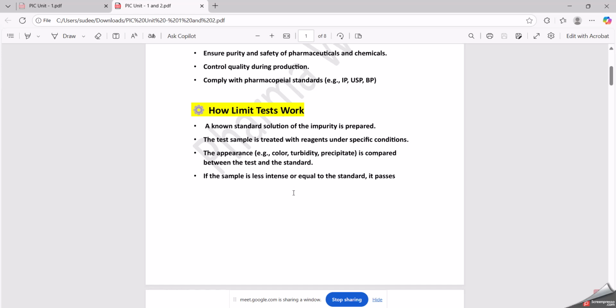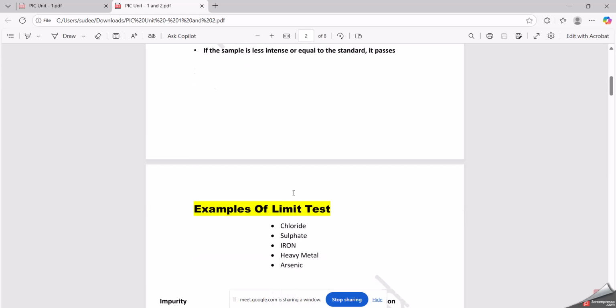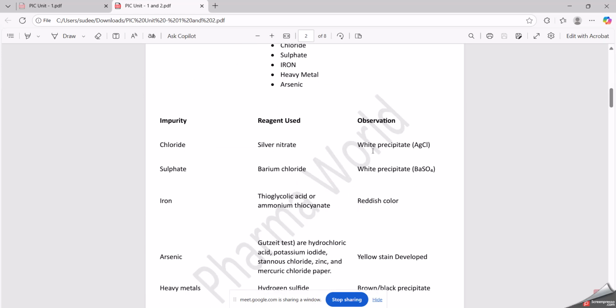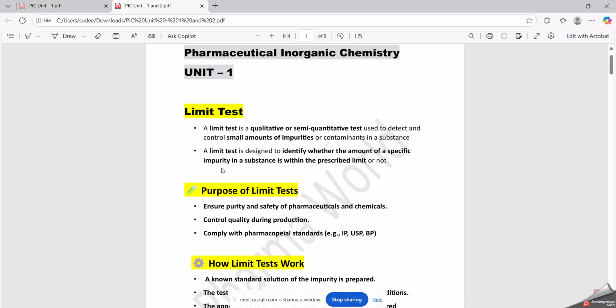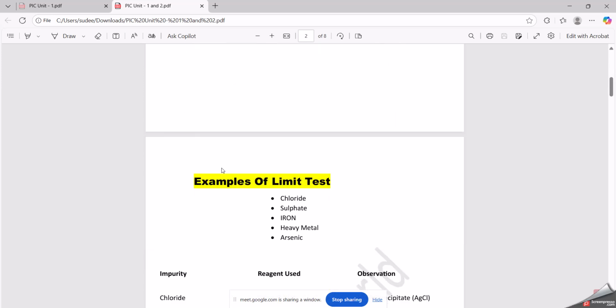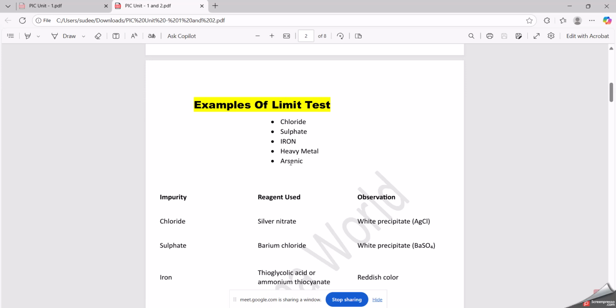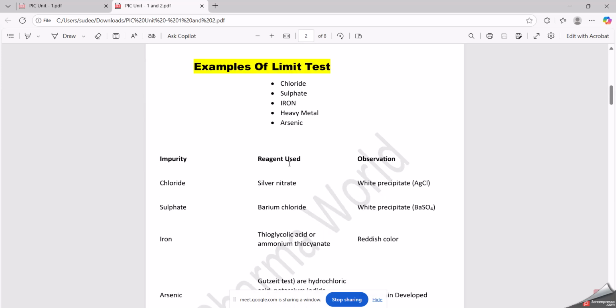In the limit test, the important things they will ask in questions are the reagents used or the observation of the impurities. In the limit test, we have many examples, and these are the main things they will ask in the exam. It is also present in the syllabus: chloride, sulfate, iron, heavy metals, and arsenic.